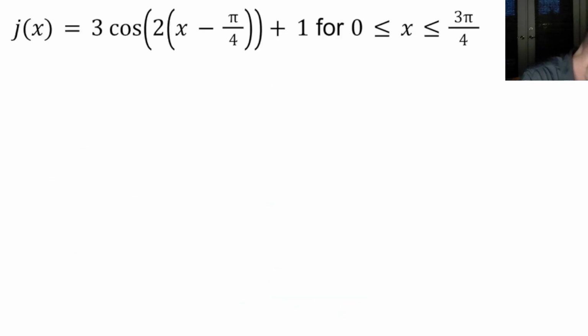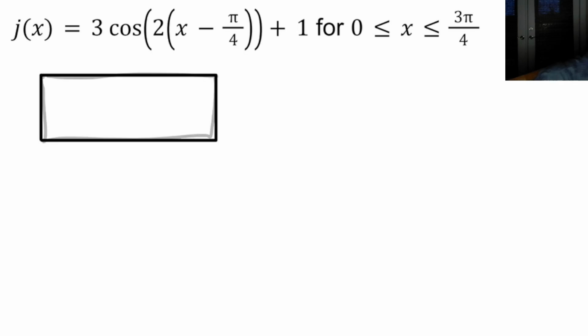All right, and then j of x is going to equal 3 cosine of 2 times x minus pi over 4, plus 1. That is a lot going on here. Okay, I'm back to the cosine world, and cosine is between negative 1 and 1. So this 3 cosine of a thing is going to be between negative 3 and 3. But I'm going to be adding 1, so I think it would be between negative 2 and 4. So it might be good for me to give myself a little sketch.